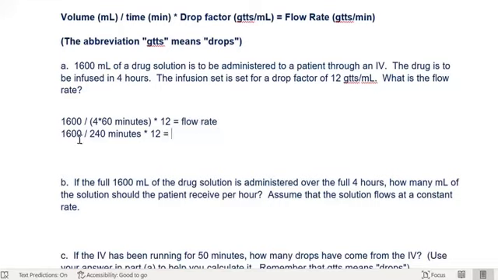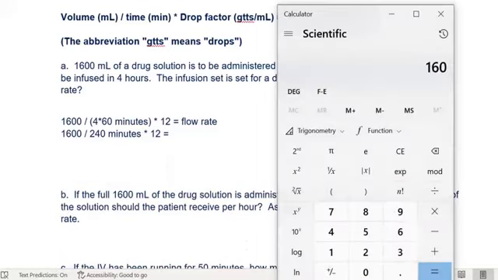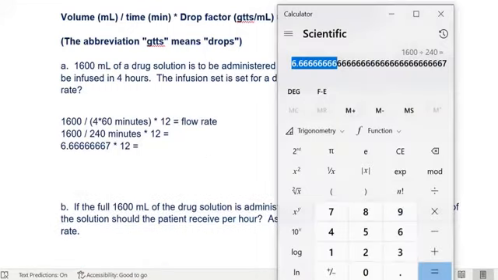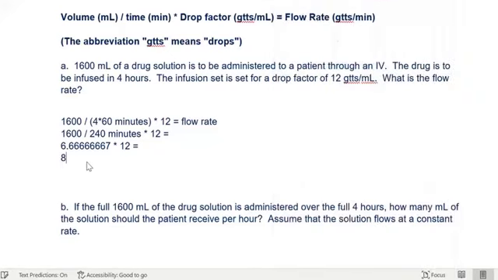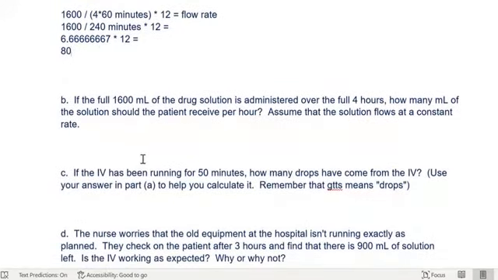The way you decide between multiplication and division is by taking the first one you see when reading it from left to right. So the first thing to do is to take the 1600 and divide by 240. So that's going to be a bunch of decimals for mine. Carry out a bunch of them here. And then if you multiply, you get 80. So we have the flow rate. I just made up some numbers here. I don't know. That's probably not realistic, but it's 80 drops per minute for my particular problem.